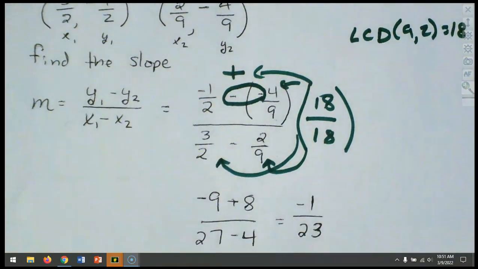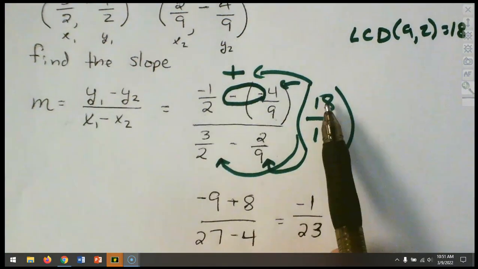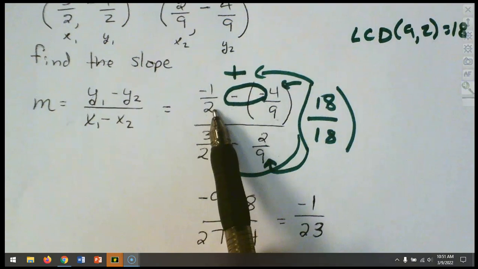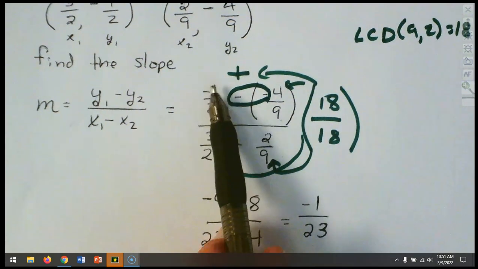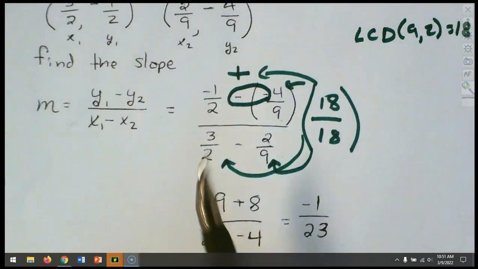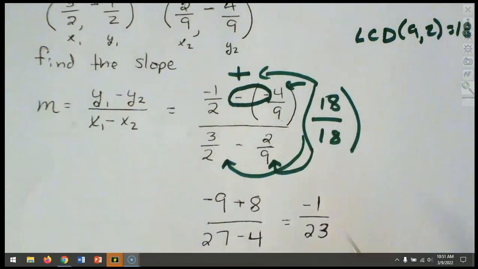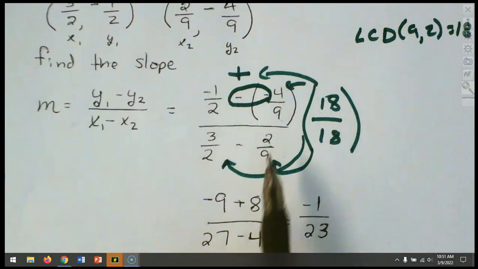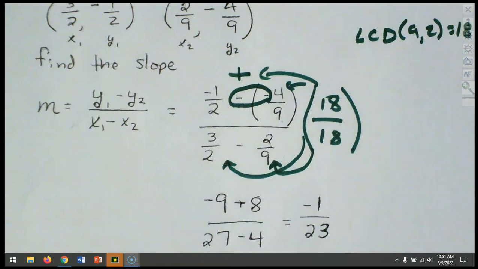Is everyone okay with how I'm getting these numbers here? So divide, multiply. So 18 divided by 2 is 9. 9 times negative 1 is negative 9. 18 divided by 9 is 2. 2 times 4 is 8. It's positive, so that came down there.